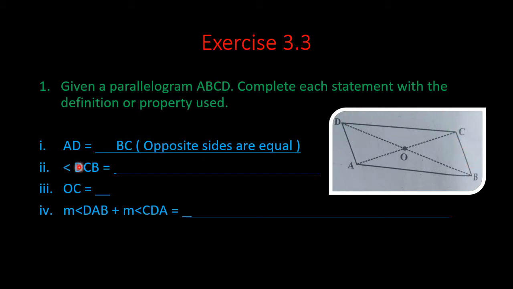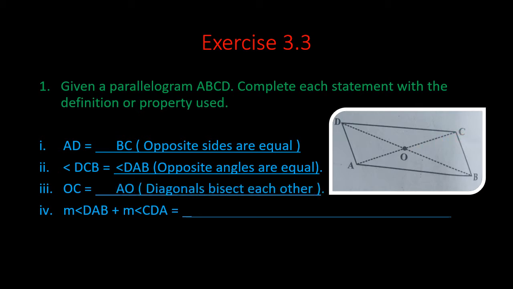Number 2, angle DCB is equal to dash. Angle DCB, where it is C. Okay, so its opposite angle is angle A. It is angle DAB. So they are opposite angles again of the parallelogram. Number 3, OC equal to dash. OC, find out OC. It is half part of the diagonal AC. So, diagonals bisect each other in a parallelogram. So, OC equal to AO.